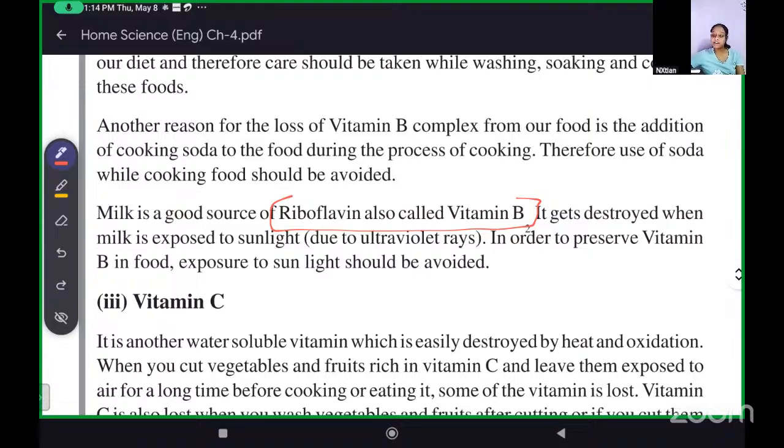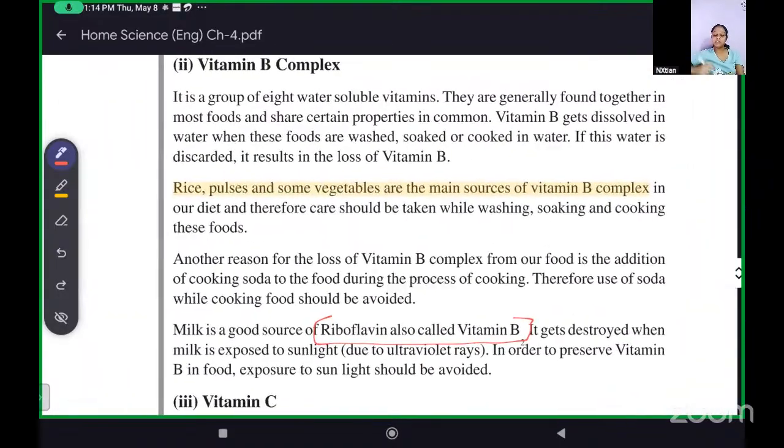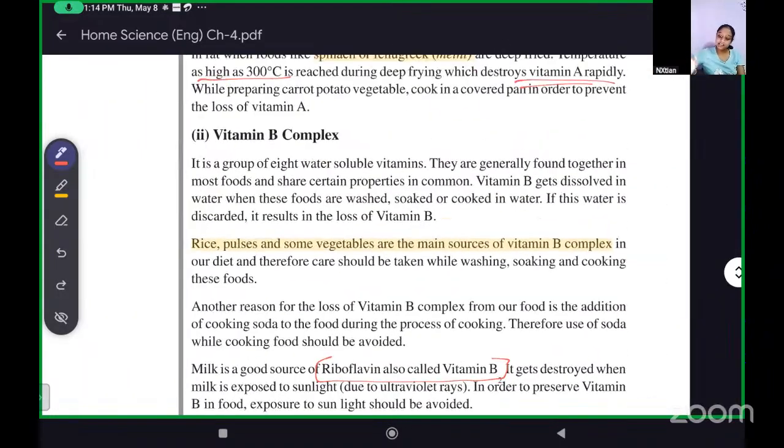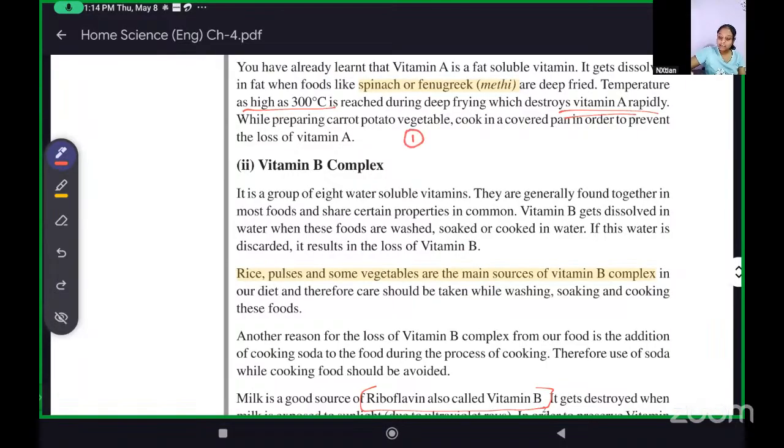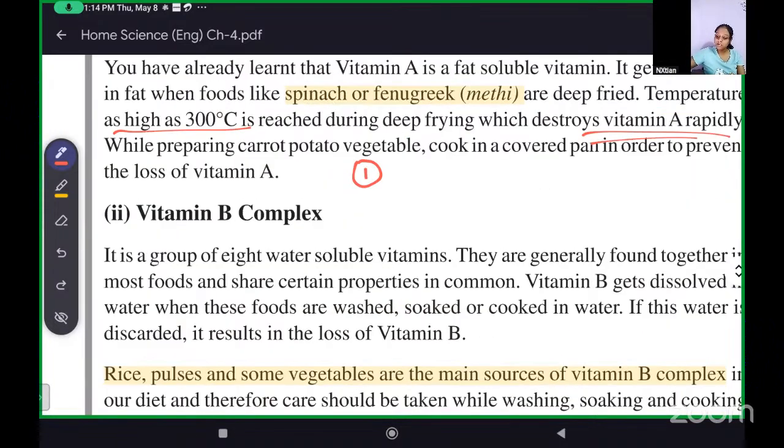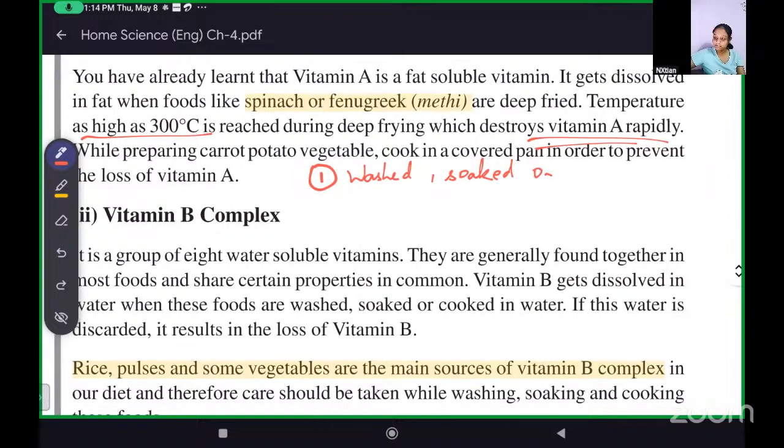Now, these are three things we studied in vitamin B complex. We studied three things that can lead to a loss of vitamin B complex. What was the first thing? When the food is washed, soaked, or cooked in water, and the water is drained. Okay, because vitamin B is water soluble.